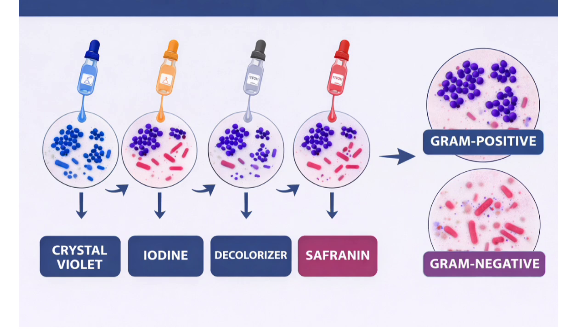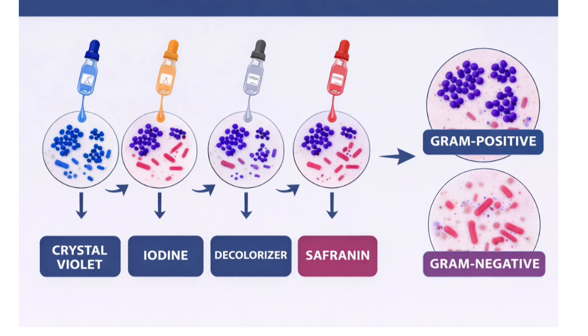Next is iodine solution, which acts as a mordant. It forms a crystal violet-iodine complex, and its role is to enhance the binding capacity of the primary stain with the bacterial cell. It helps to trap the dye inside the gram-positive cells during the decolorization process. In the absence of mordant, the primary stain may wash out from all cells and the differentiation would fail. So it is an important step.